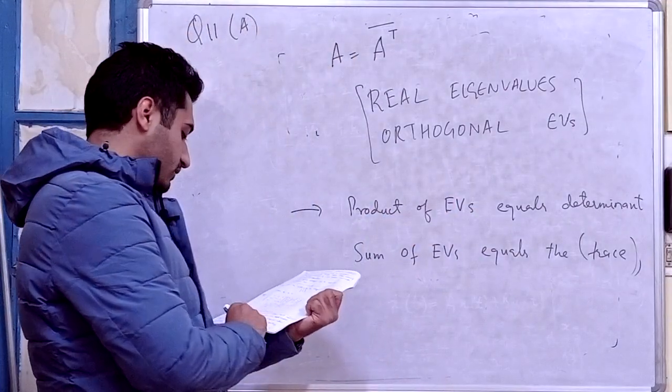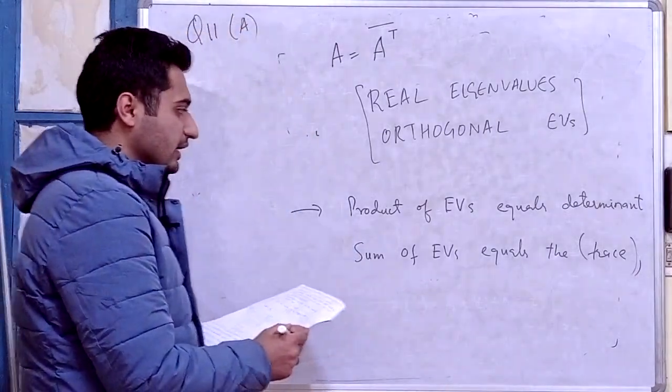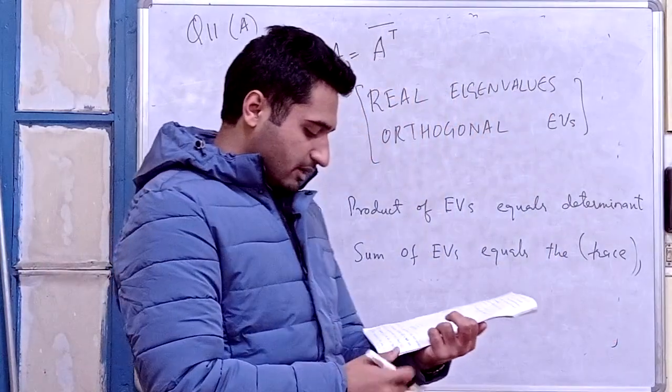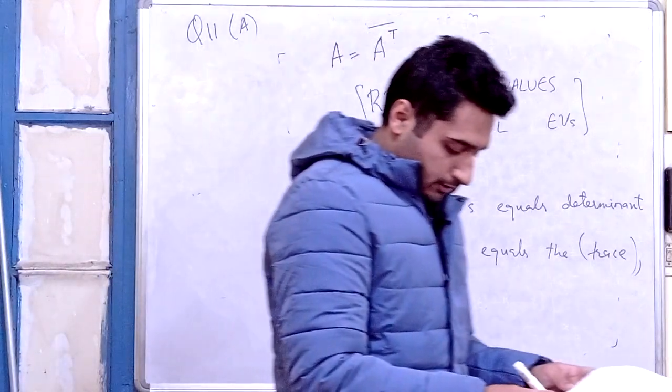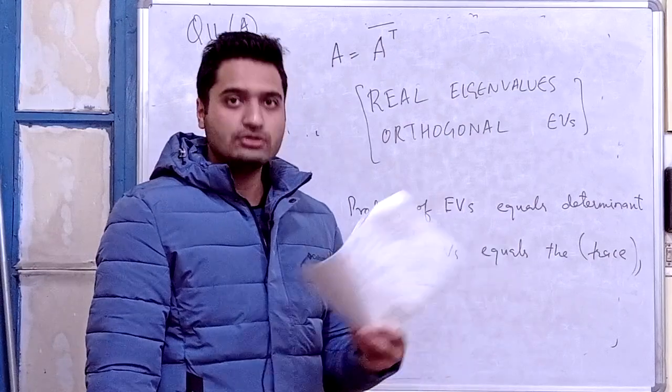Okay, option C, the eigenvalues of a triangular matrix are repeating. This is not necessarily true. Triangular matrix ke eigenvalues kuch bhi ho sakte hain. Complex eigenvalues of real matrix come in conjugate pairs. This is the true statement. Real matrix ke jo complex eigenvalues honge, that will be necessarily conjugate pairs.